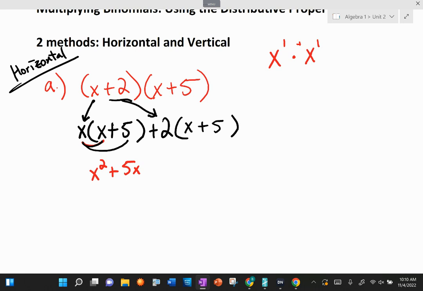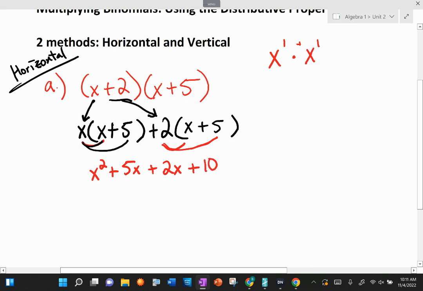I bet you bring the plus 2 down. So we're going to distribute the 2, that's what Brian was saying. Brian was saying we're going to distribute the 2, just like we did the x. And what is 2 times x? 2x. And what is 2 times 5? 10. Now from here, you've already done this. We're combining like terms and simplifying it down into a polynomial.